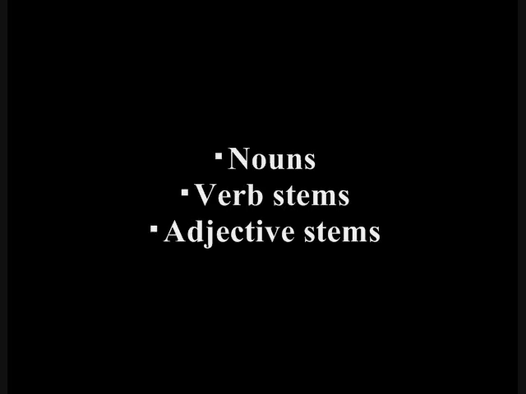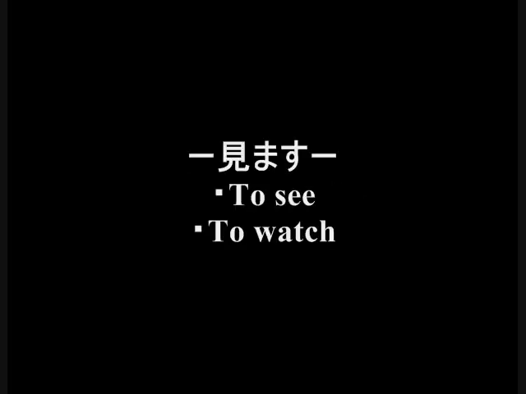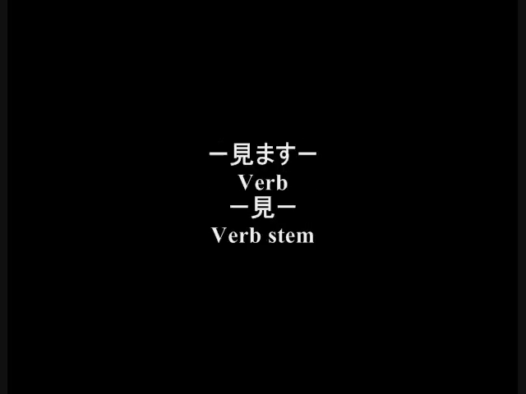Kanji, or Chinese characters, represent not just sounds but also meanings. Mostly, kanji are used for nouns and the stems of verbs and adjectives. Take our sentence for example, terebi o mimasu. You take the verb mimasu, which means to see or to watch, and the stem of the verb mimasu, the mi.